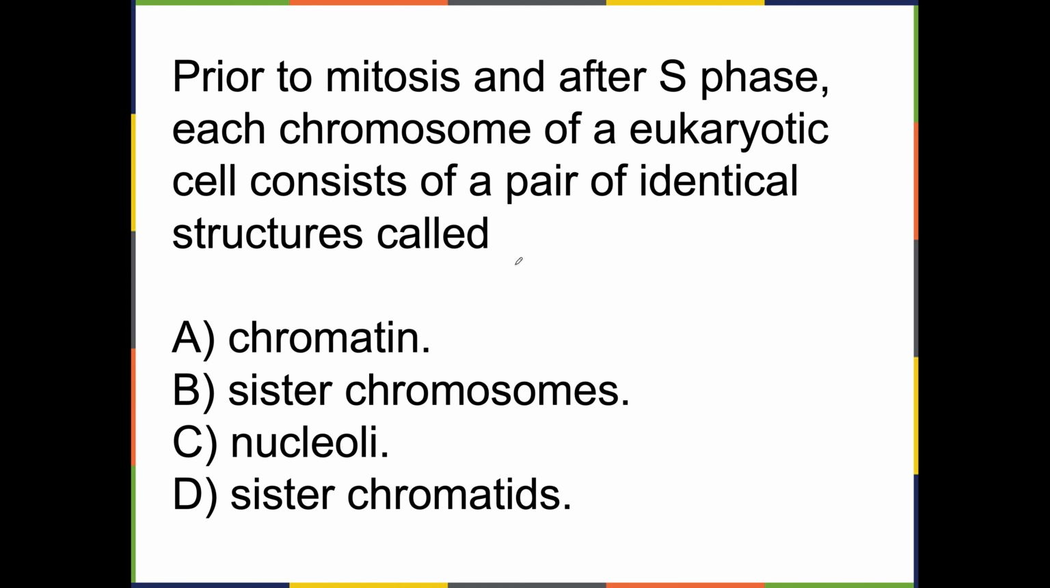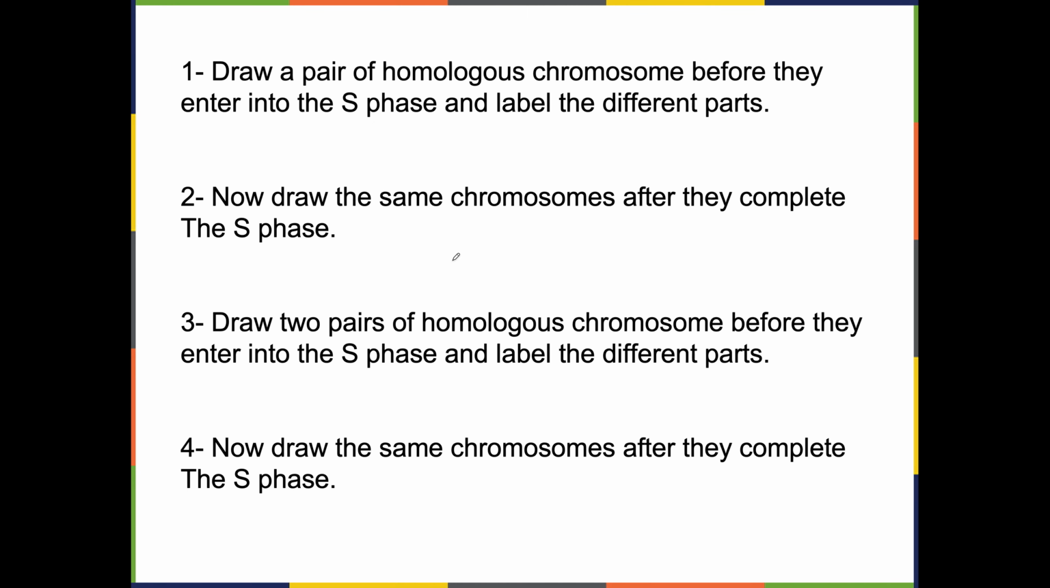So here's a question for you. Prior to mitosis and after S phase, each chromosome of a eukaryotic cell consists of a pair of identical structures called, what would you say the answer to this is? Draw a pair of homologous chromosomes before they enter into S phase and label the different parts. Now draw the same chromosomes after they complete the S phase. So you're only using one pair of homologous chromosomes. Then draw it for two pairs of homologous chromosomes, and then draw it before and after the S phase. But it is important that you sit down and do this problem.